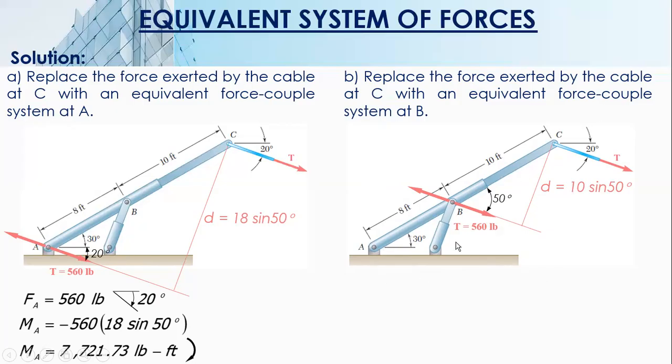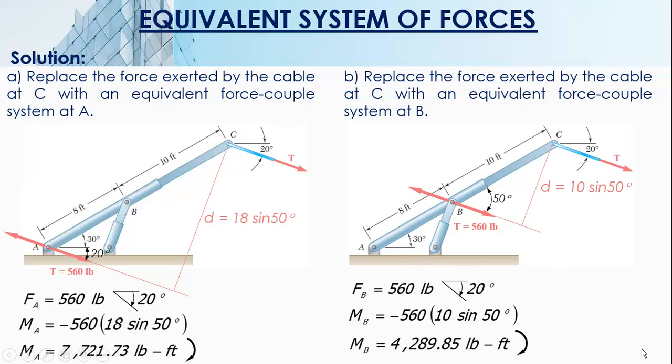So the force couple: the force is very easy. It stays the same, 560. The moment, clockwise also. So negative. Force times distance. Okay. And the answer is this. So from an original system of a force acting at C, we have an equivalent system at A, force and moment, and we have an equivalent system at B, force and moment.